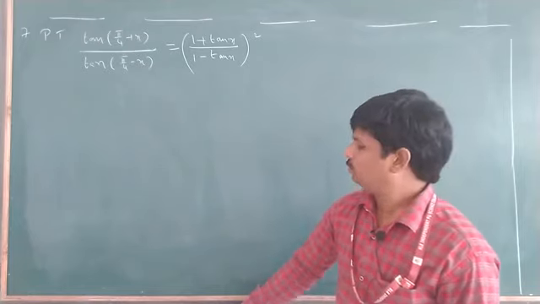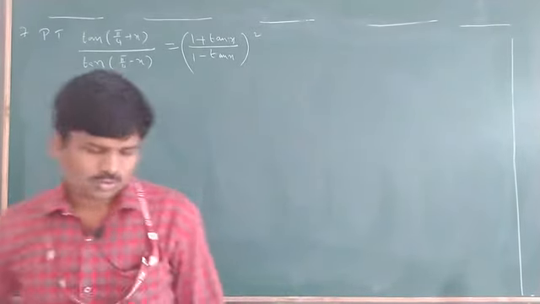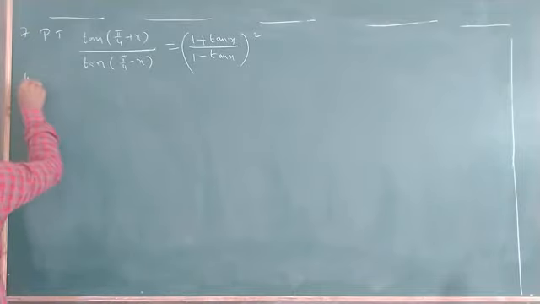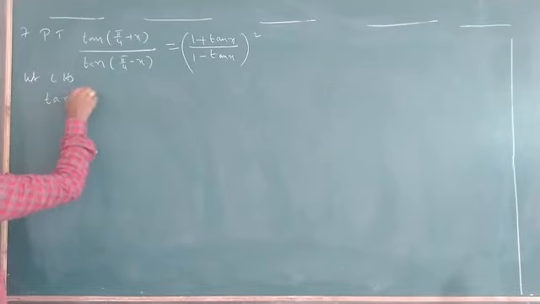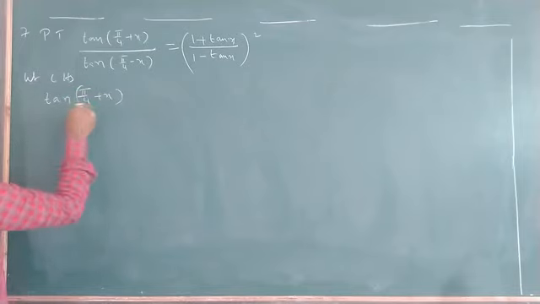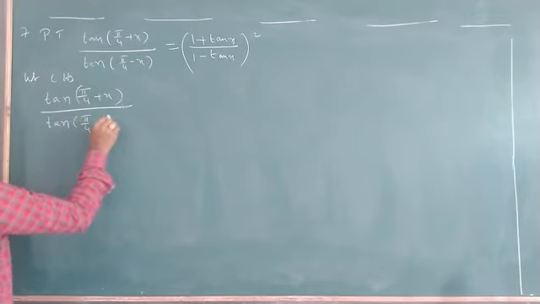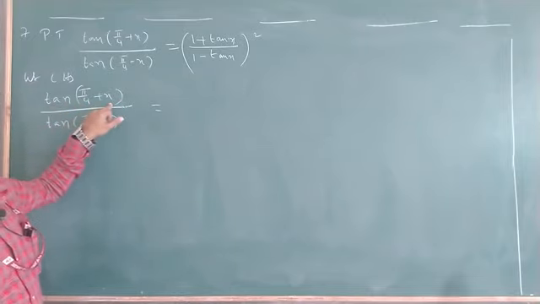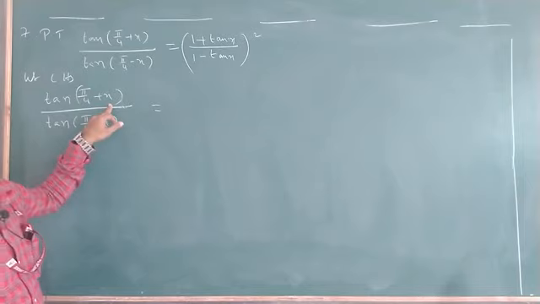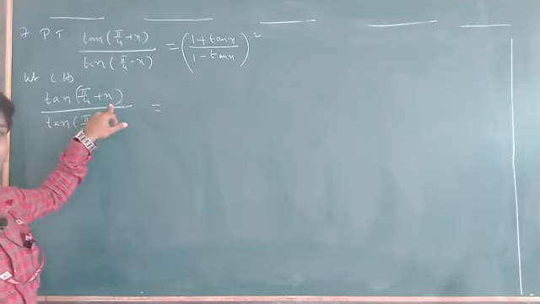To prove this, first we have to take LHS. Let LHS be tan (pi by 4 plus x) by tan (pi by 4 minus x). Just observe here, in which form is it? Tan of a plus b, or not? So what is the formula of tan of a plus b? Tan a plus tan b by 1 minus tan a tan b.